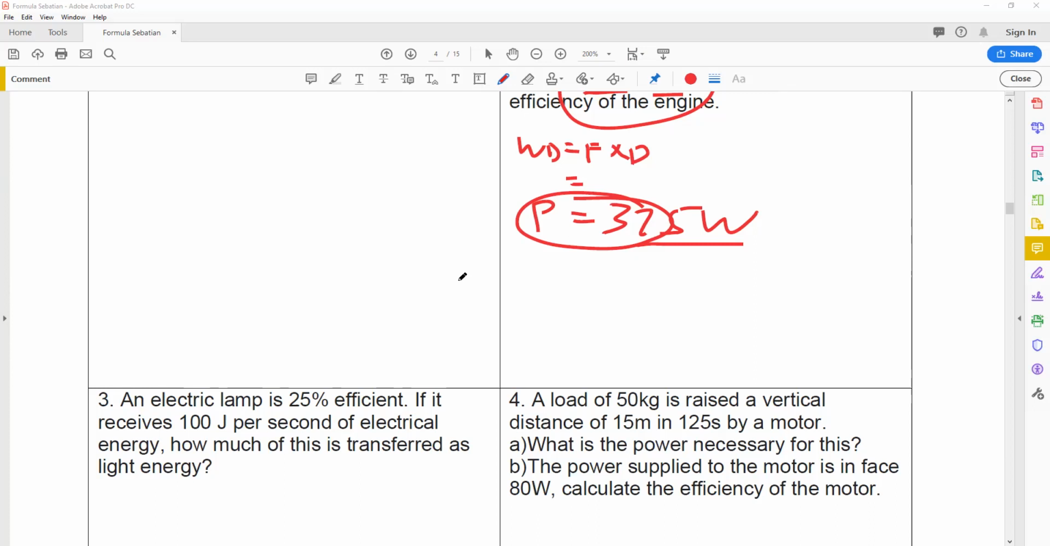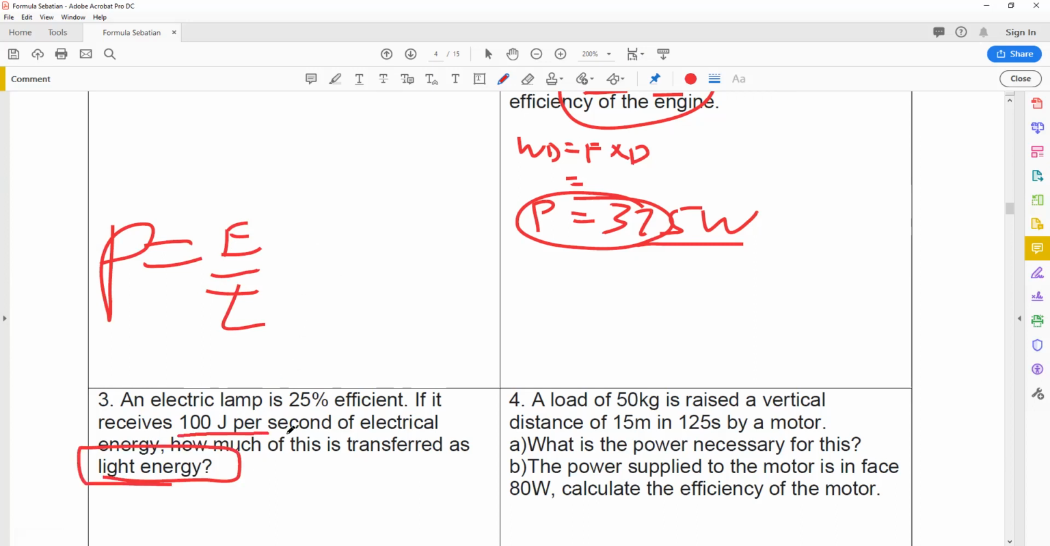100 joules per second is power, by the way. Energy per second is watts. Because the formula power is equals to energy over time, right? So from here, you can find energy lah, because they're asking you for the light energy. But if next time you see this, it is also your power. In this question, since you're looking for energy, just find the energy because you're assuming it's per second already.